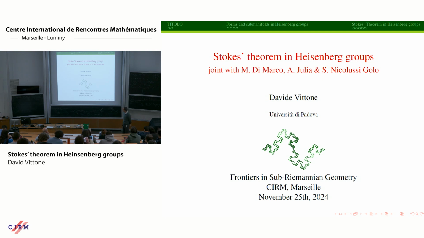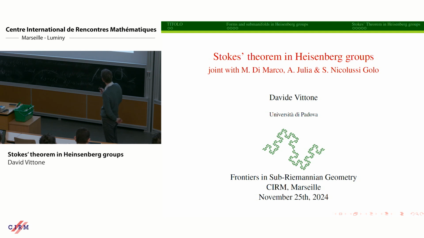As Ludovic was mentioning, I'm going to talk about some Stokes type theorem in sub-Riemannian Heisenberg groups. This is joint work with Marco Di Marco, also from Padova, Antoine Julia from Paris, and Sebastiano Nicolussi Golo, who is presently in Fribourg. Marco and Antoine are somewhere around. Sebastiano is not coming, right?